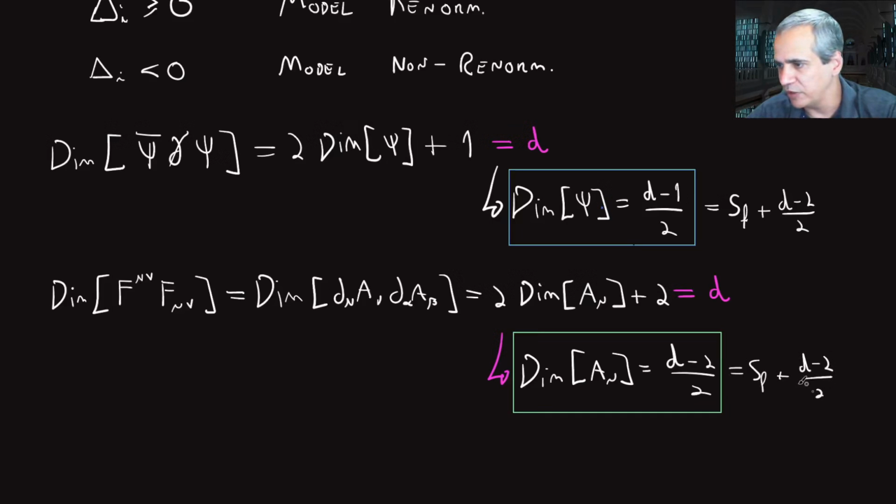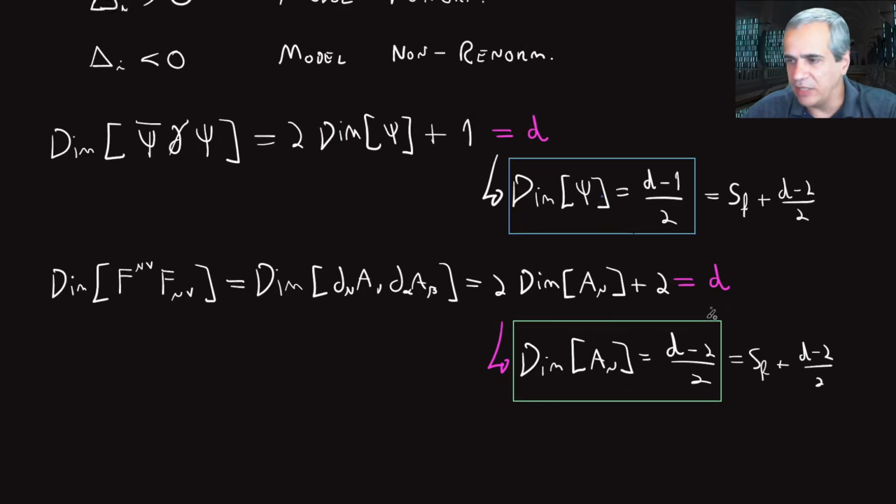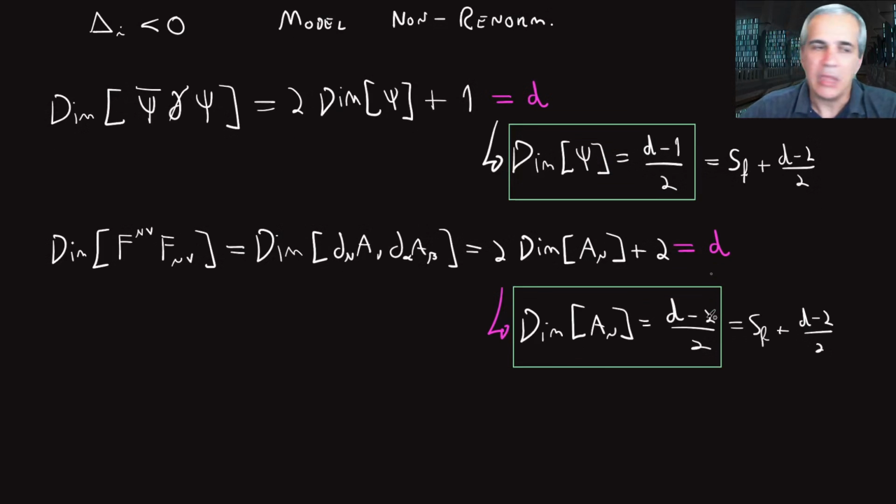Because of course, in this case, SF will be 0 for the photon. And now it means that I can write the dimension of any field, for spin 0, 1/2, and 1, like this, just using the definition I used before for SF. Now, I know that in the Lagrangian, I can write any interaction as an operator times a coupling constant.